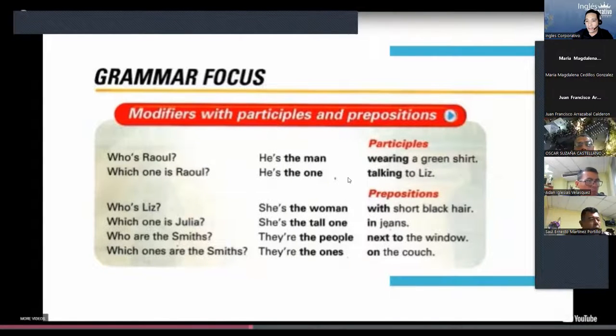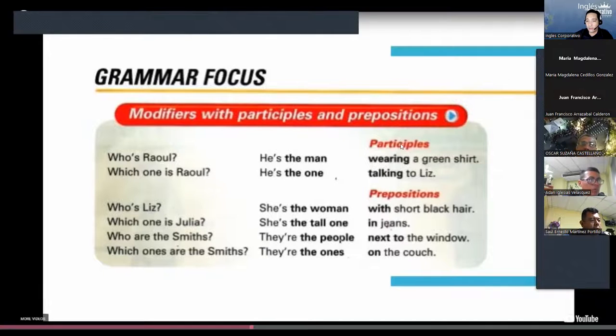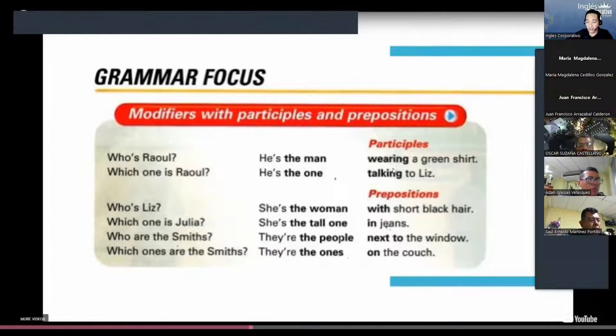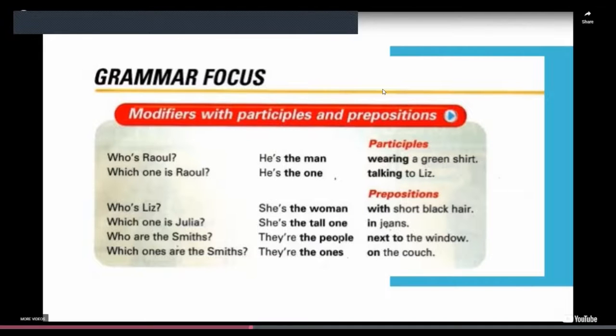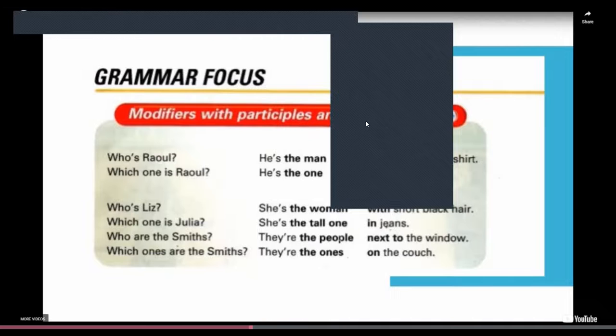These are modifying the sentence. We can use participles, participios, gerundios in this case, okay, gerunds, and these are participles with the ing form of the verb. That's the first option. So if you are asked, who's Raul? You can describe Raul. He is, or he's, the man wearing a green shirt. Okay, él es el hombre que está usando una camisa verde, right?